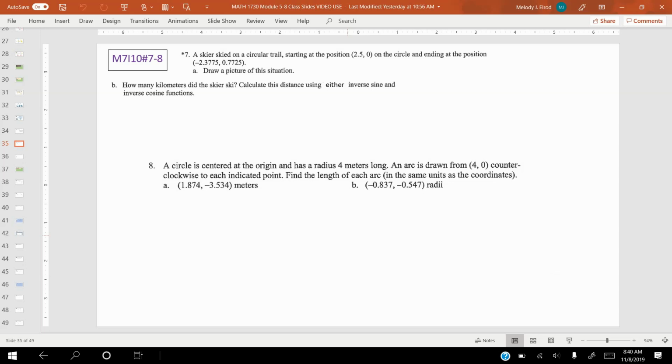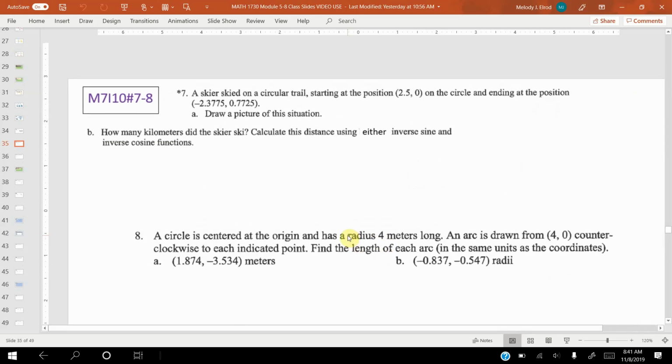Okay, so in this video, what I want to do is some practical examples that use everything that we've talked about thus far. So arc length and radians and the radius of the circle and sine and cosine and all that kind of stuff. So let's get started with this problem right here.